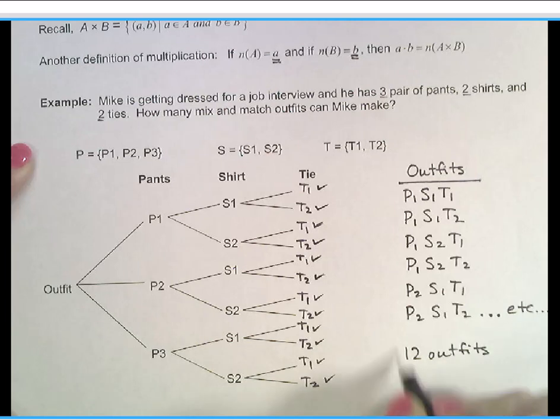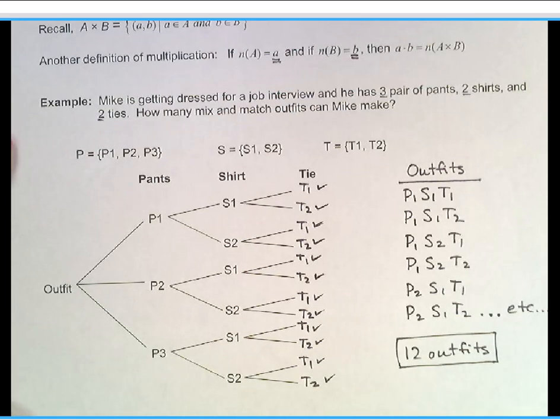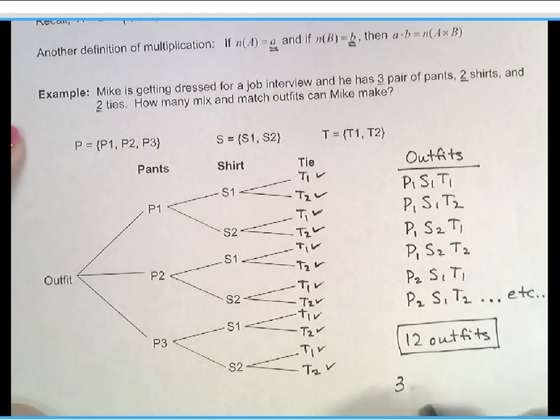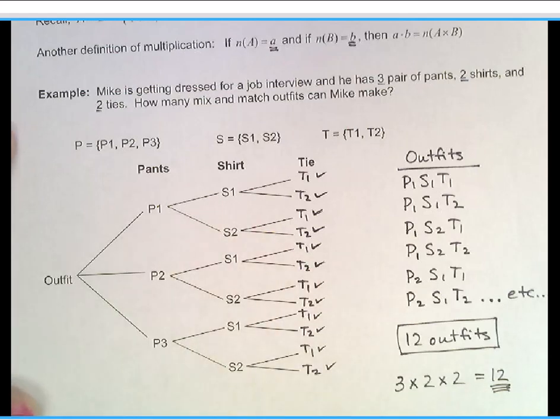But this is the long way to do this, right? We're supposed to relate this to multiplication somehow, right? Well, it goes back to that fundamental counting principle that we talked about. So it's like a sequence of choices. You have 3 pair of pants, you have 2 shirts, you have 2 ties. If you multiply that together, you get 12. And that's a whole lot faster, so much faster. Please do it this way. Don't draw the gigantic picture every single time.